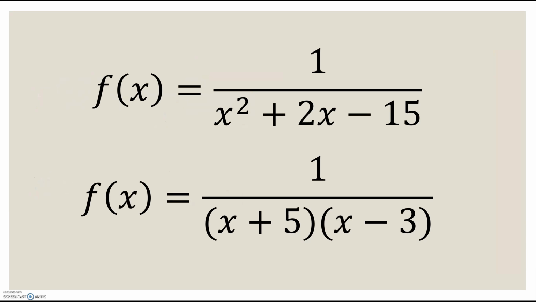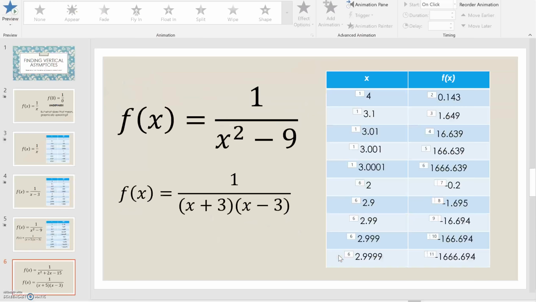So if I have something like this, 1 over x squared plus 2x minus 15, well, I know that that factors into x plus 5 and x minus 3, right? So where do I expect to see vertical asymptotes? Well, at the places where my denominator would be 0. That would be at x equals negative 5 and x equals positive 3.